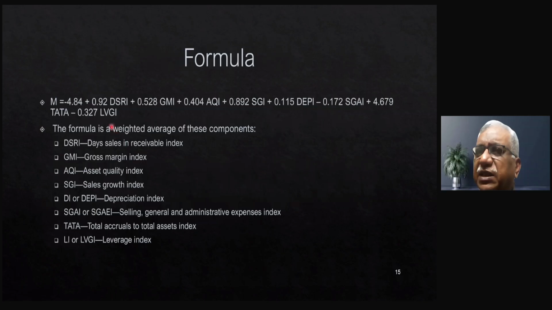See, if you see these weights, minus 4.84, plus 0.92, 0.528. Now, these weights have been taken from the Asian market. I just tried to put in the Asian market. I don't have any student doing anything on the Indian market, but I guess we could find somebody who wants to do research on this.